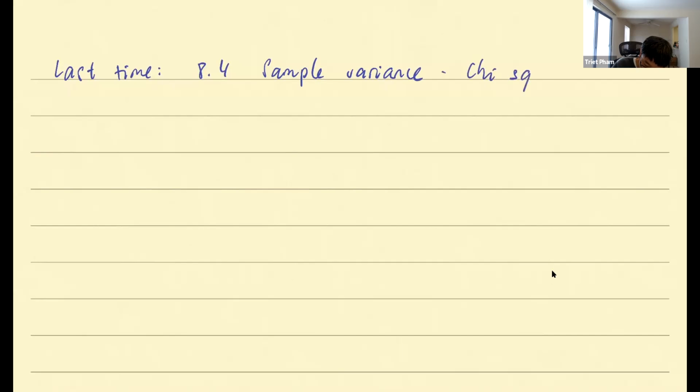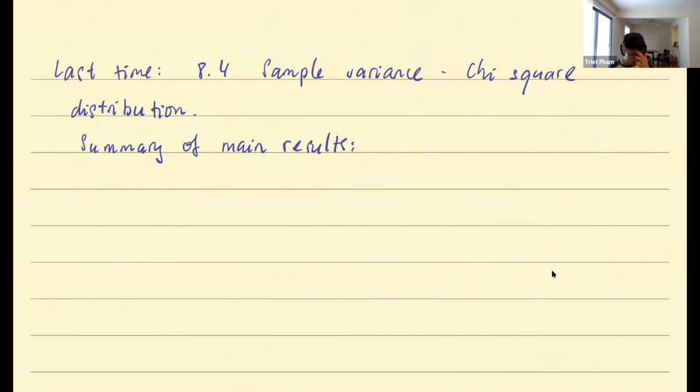So last time we discussed 8.4, the so-called sample variance, and also under the title of chi-square distribution. So let's review what the results were. So the summary of main results. So we have the following.